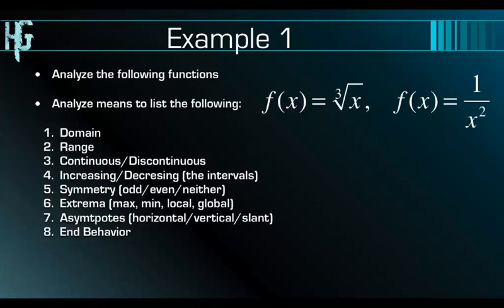Cube roots with negatives work just like any other negative. It's the square roots or the even roots that you have to worry about. Because these are opposite signs, it means it's odd. If it's even, nothing will have changed. For example, y equals x squared. Plug in negative x.